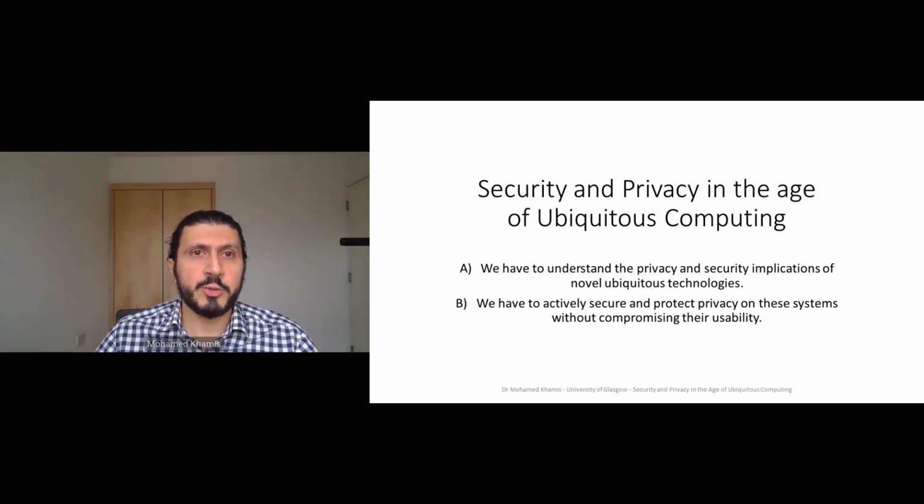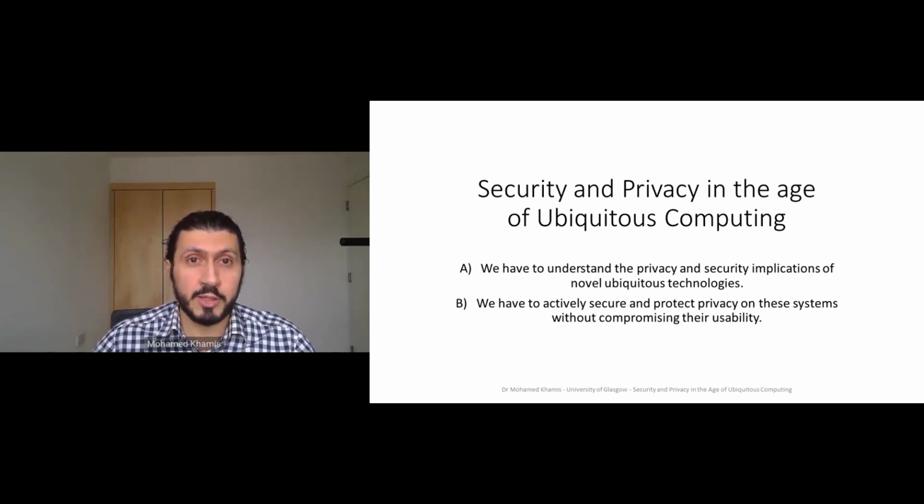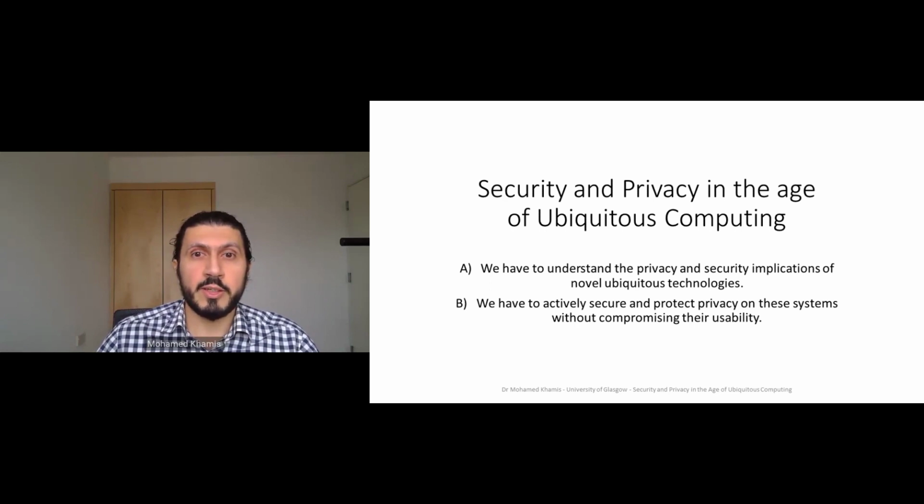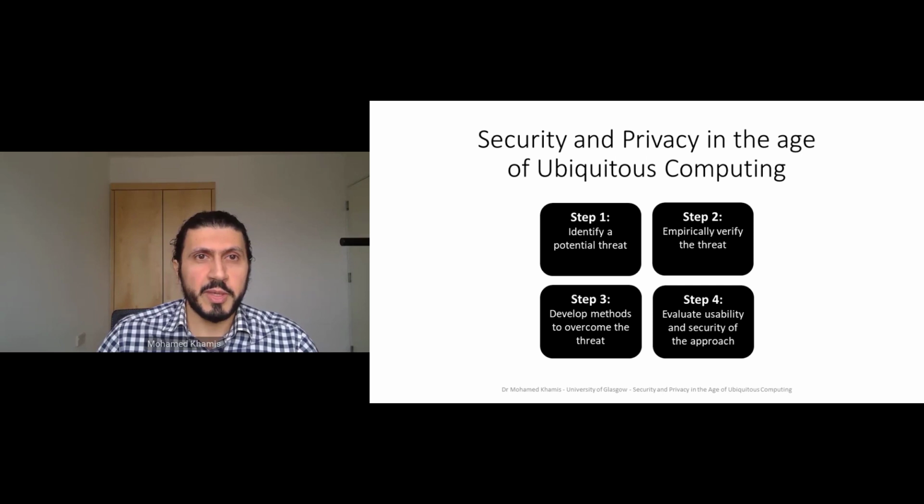So our vision here is to try to make ubiquitous computing secure and privacy aware, and we try to achieve this by doing two things. First, we try to understand the privacy and security implications of novel ubiquitous systems, and then we try to actively secure and protect privacy on these systems without compromising their usability. And I'll emphasize usability a lot throughout this talk, and I'm happy that this was brought up in previous talks yesterday and today. I'll come back to usability in a few moments.